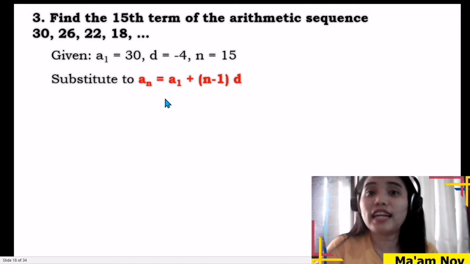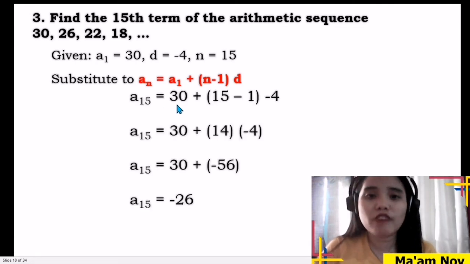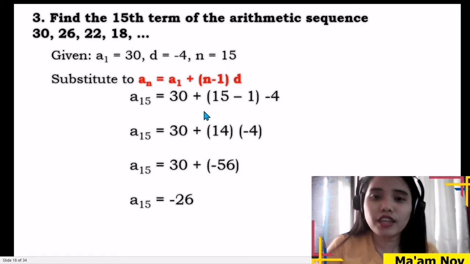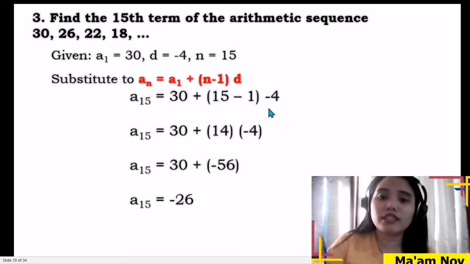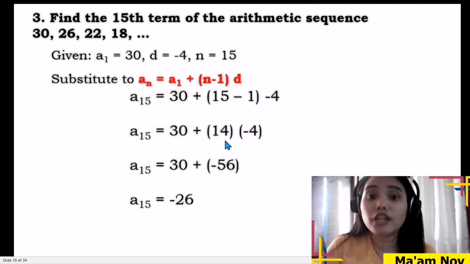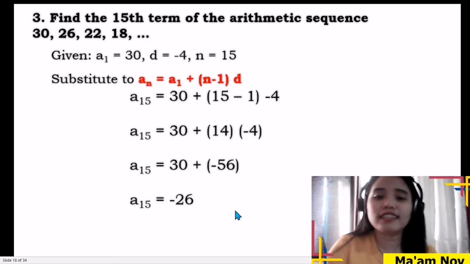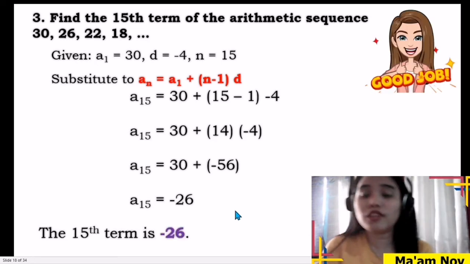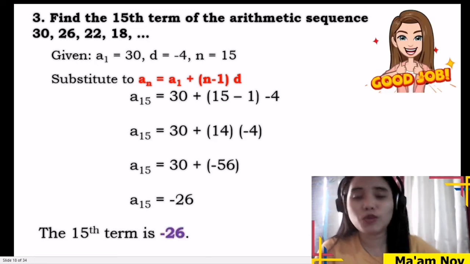Then, substitute lang lahat sa formula. So, we have our first term is 30. Our n is 15. And our common difference is negative 4. So, 15 minus 1, 14 times negative 4 is negative 56. Plus 30 is negative 26. So, the 15th term is negative 26.